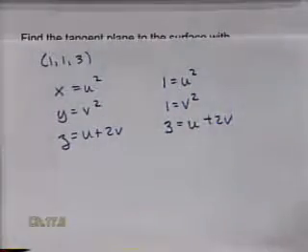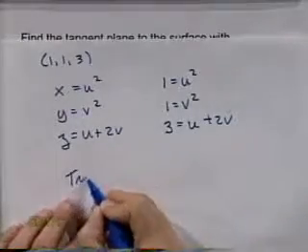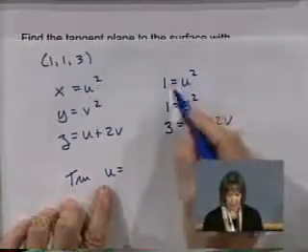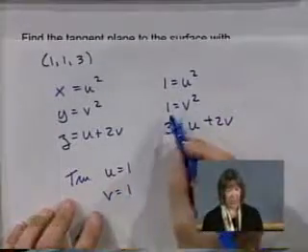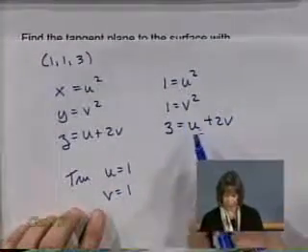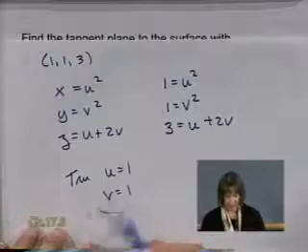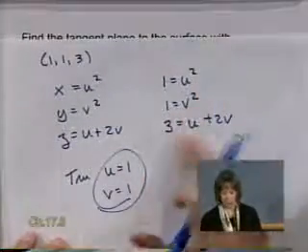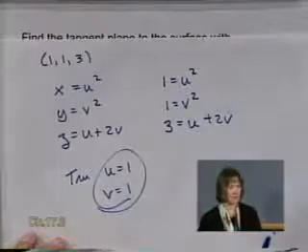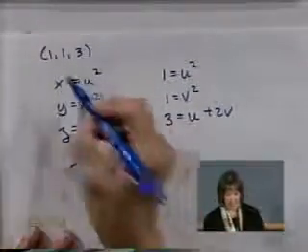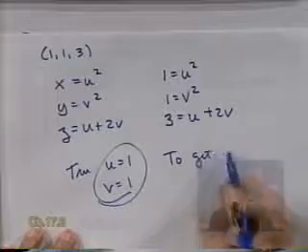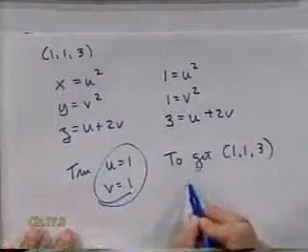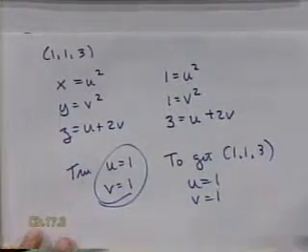Since u squared is 1, what are the possibilities that u could be? Plus or minus 1. Let's try u equal to 1. Well, if I let u equal to 1 and v equal to 1, aha, plug it in here, 1 plus 2 times 1, yes, is 3. This is what we want. If you let u be negative 1 and v be 1, it's not going to work for this. So to get the point 1, 1, 3, we need u to be 1, v to be 1.